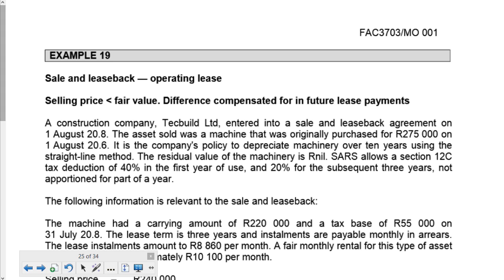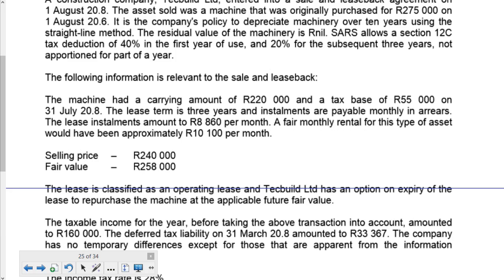The lease term is 3 years, and installments are payable monthly in arrears. The lease installments are 8,860 per month. A fair rental would have been 10,100. So we can see from this that we are paying less than a fair market rental. So I'm expecting to see that we got paid less than fair value for our asset. And here's the numbers. Selling price was 240. We got paid 240, but the fair value of the asset is 258. So in this case, we have a deferred loss, isn't it?